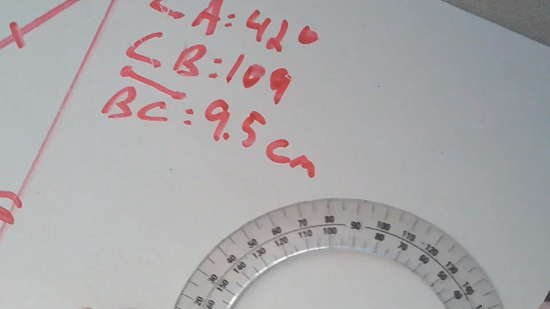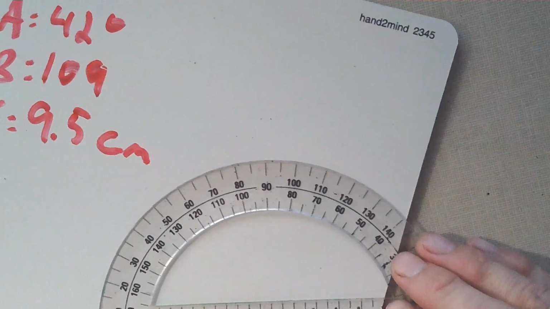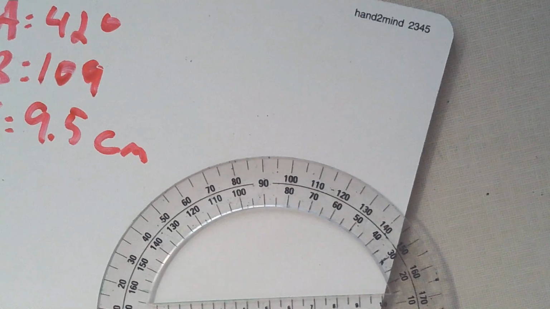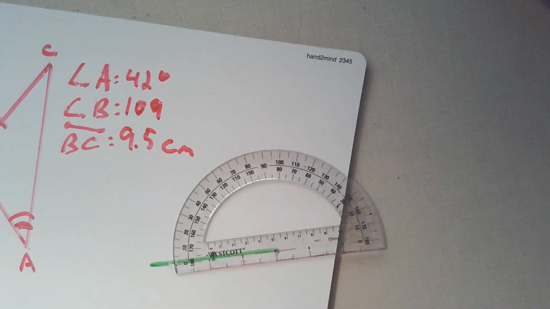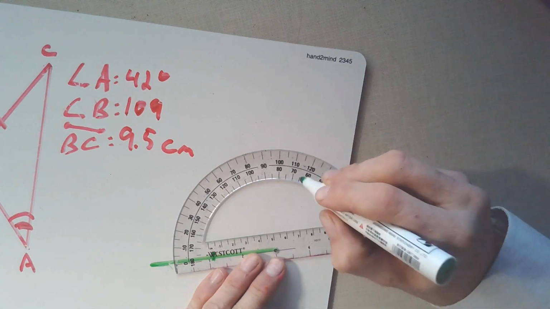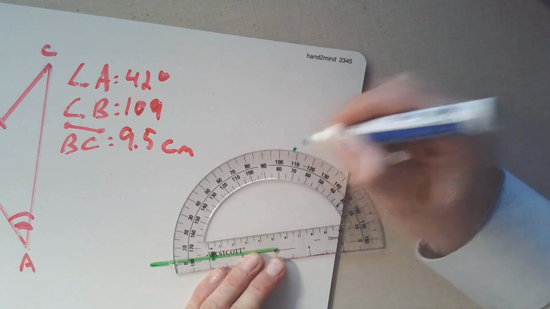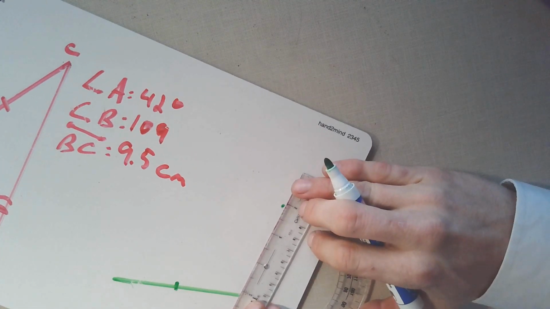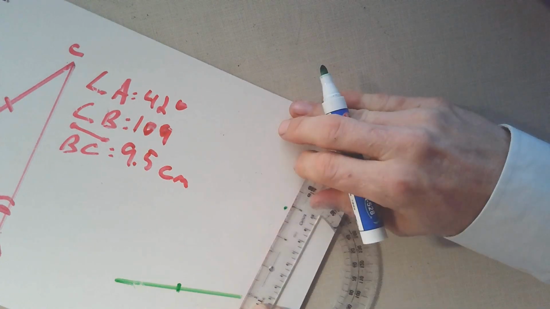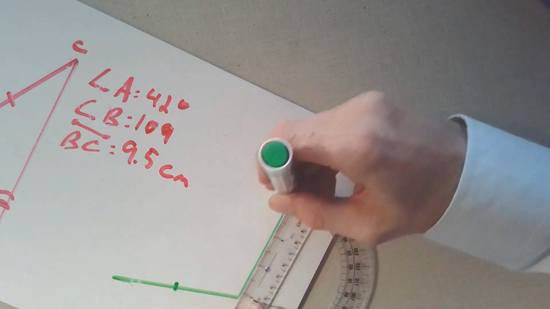I'll draw it over here, I guess. Angle B being 109 degrees from the outside, it's about right there. No idea how long this needs to be, so I'm just going to draw it as long as I think I need to draw it. Erase what I don't need later.